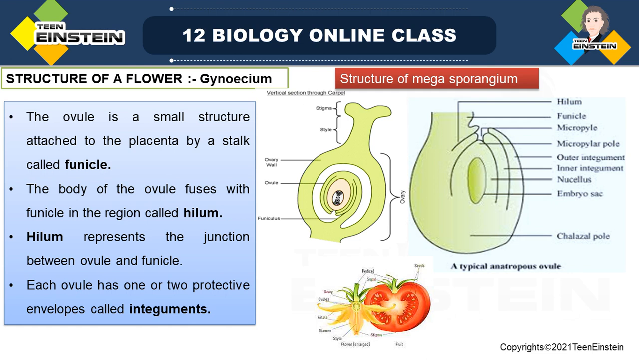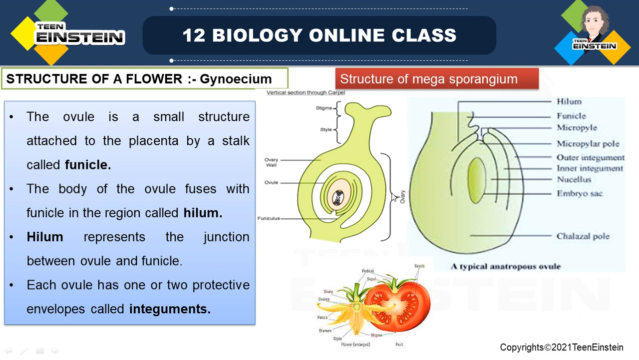Okay, so in this diagram you can see stigma, next is style, and down you can see ovary. Inside this ovary you can see an ovule. This is the ovule, and it is connected to the placenta. There are different types of ovules. The one I am going to explain is the anatropous ovule. After explaining the common structure of an ovule, I will tell you about the different types of ovules.